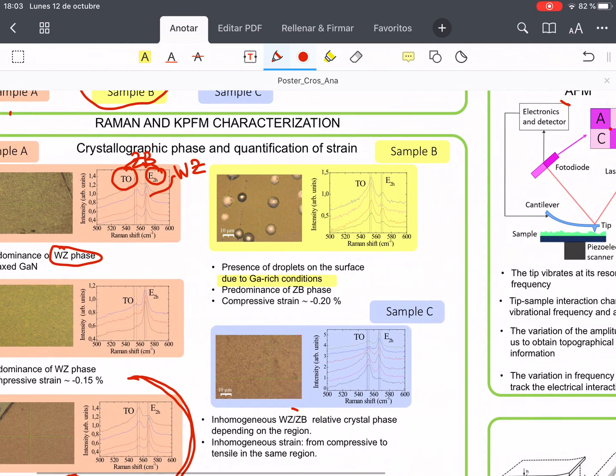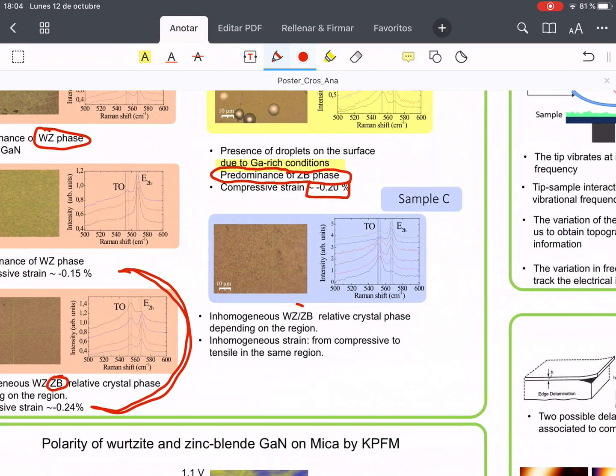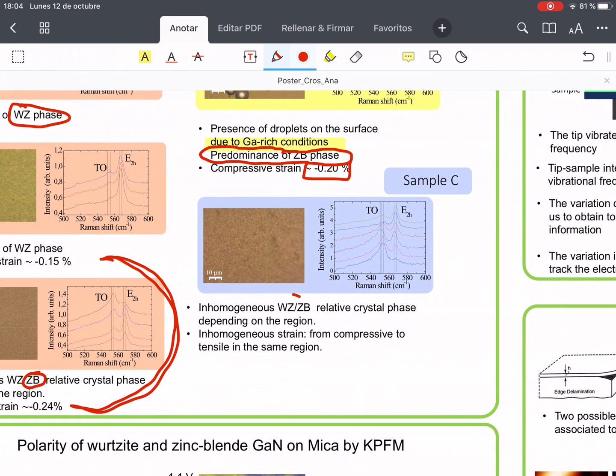In sample B, we find a predominance of the zinc blende phase. This is important because it is very difficult to grow zinc blende phase materials, which has several advantages over the Wurtzite material. And here we see that the sample is more homogeneous. It has also a compressive strain of around minus 0.2%.